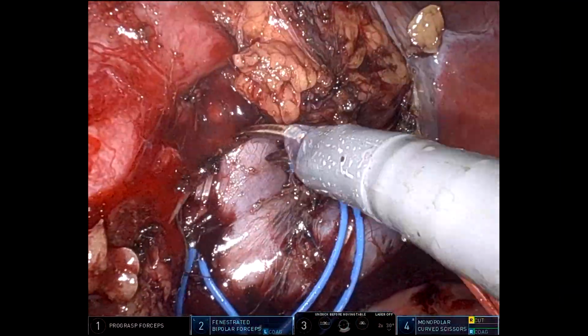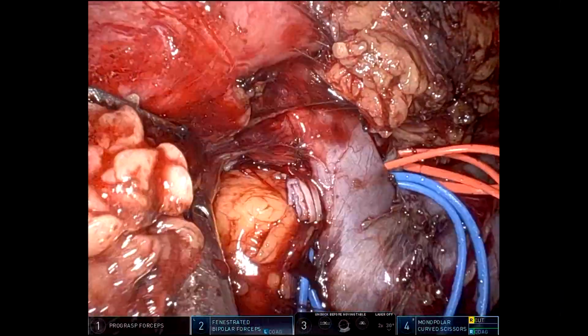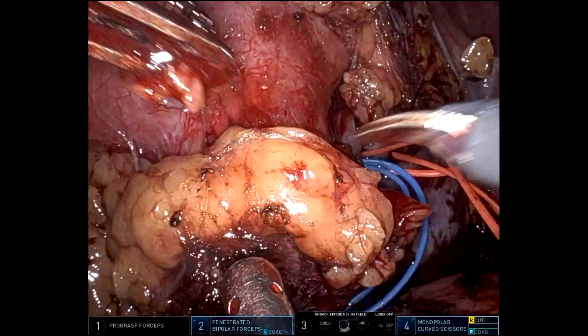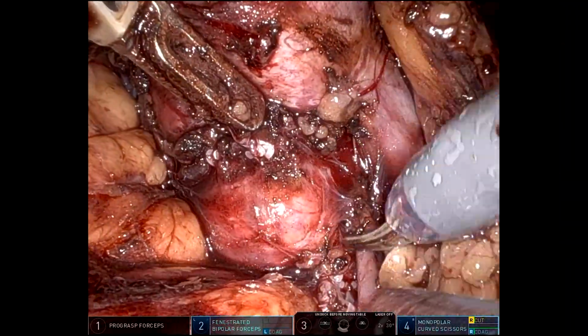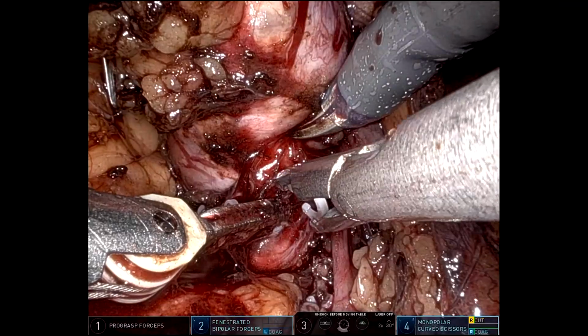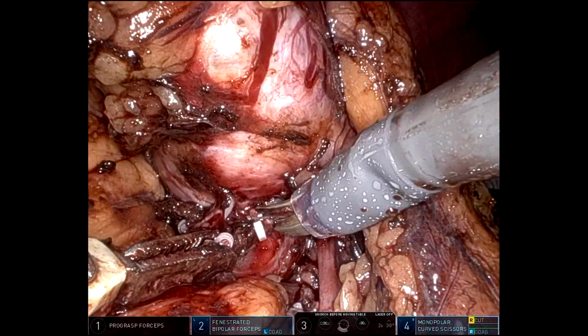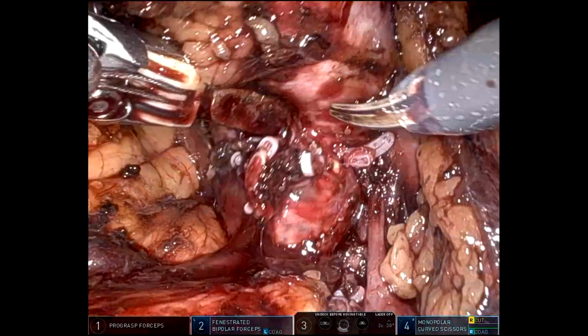The Gerota's fascia was carefully opened over the anterior surface of the kidney. Dissection was performed in a manner to expose the tumor, while deliberately preserving the perinephric fat over the mass. Several small venous tributaries draining the tumor were clipped and sharply divided. This step was crucial to ensure complete mobilization of the tumor from the hilar structures.